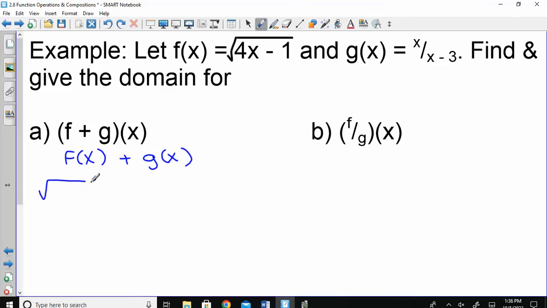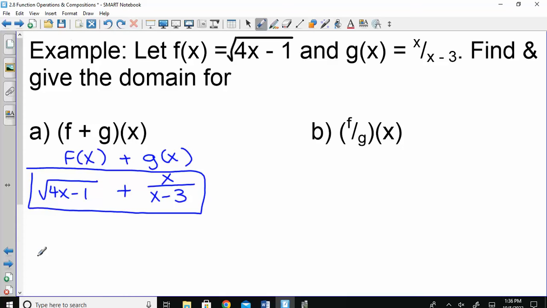So f of x is just the square root of 4x minus 1 plus g of x is x over x minus 3. Do I have any like terms or anything I can combine here? No. So this is my answer. That's what we get when we add those things. Okay, I'm not looking for any fancy algebra. Just combine any like terms that we can. But the second piece I asked for is the domain.